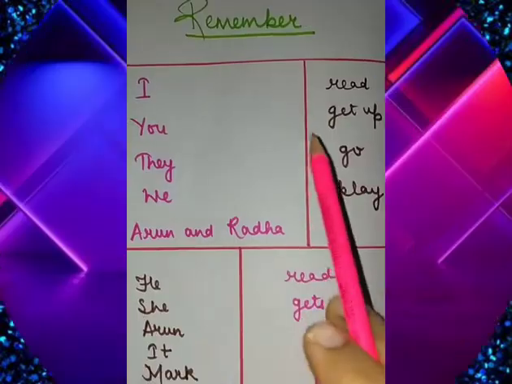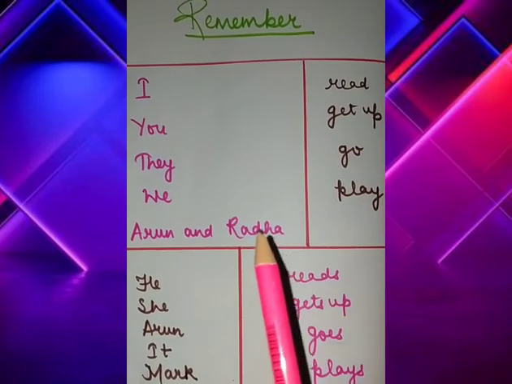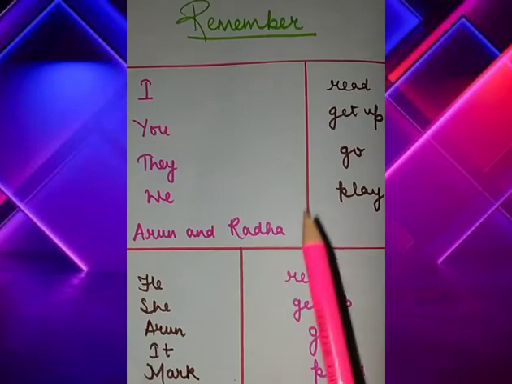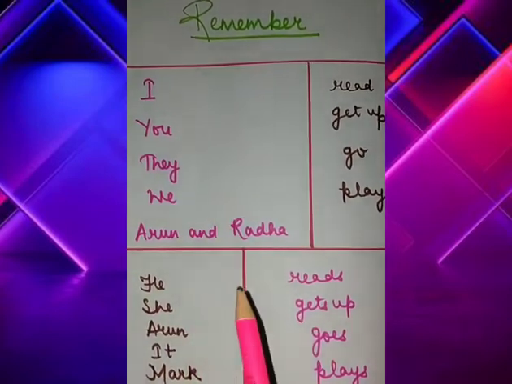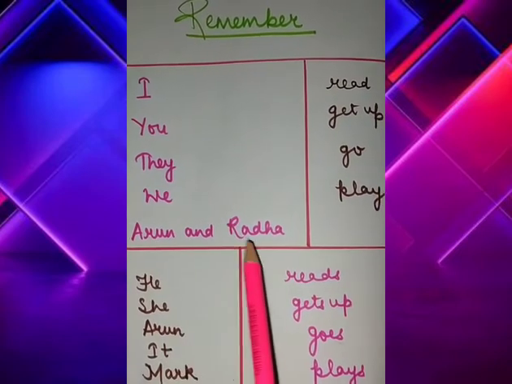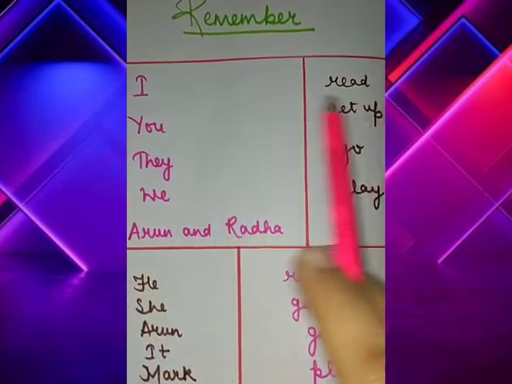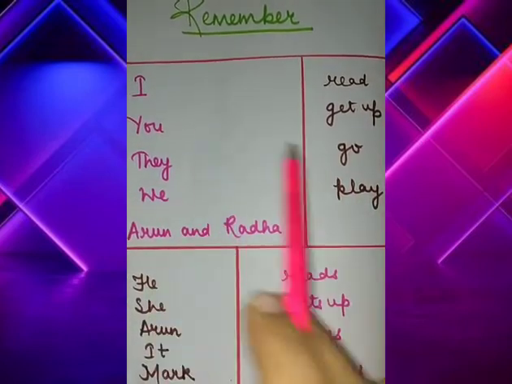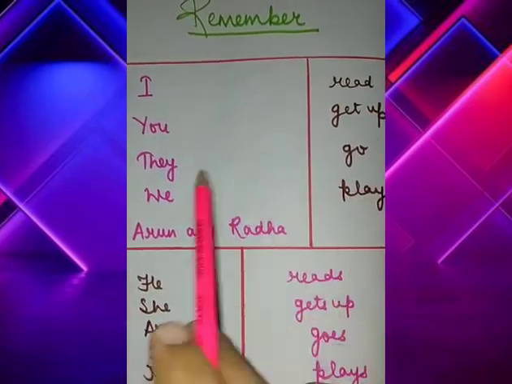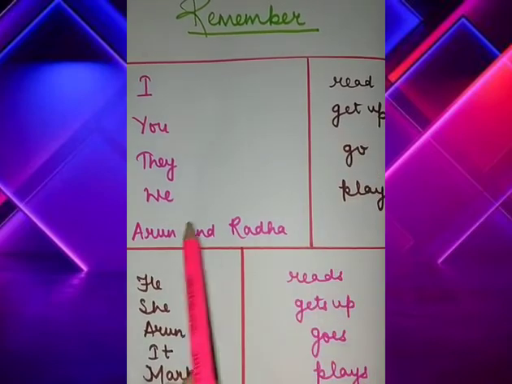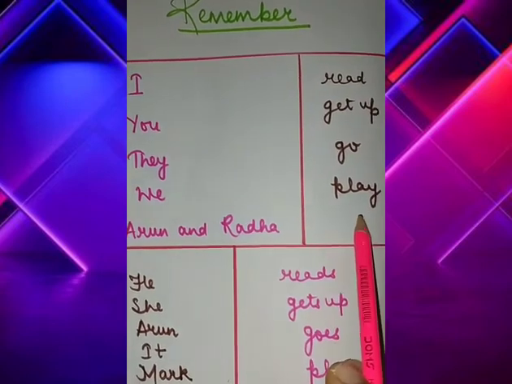Now here we have to remember: in the simple present tense, the use is with the first person, second person and third person. With the first person, second person and plural subjects, we use the first form of the verb. That is, I read, I get up, I go, I play. In the same way, you read, you get up, you go, you play. Arun and Radha read, Arun and Radha get up, Arun and Radha go, Arun and Radha play.